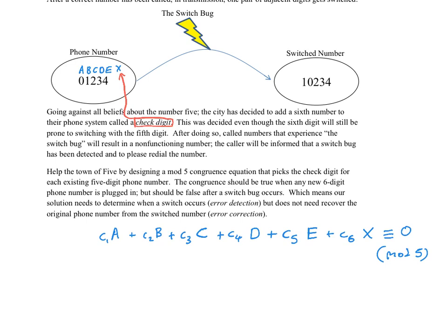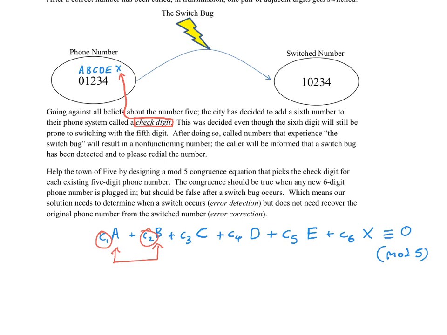So the idea is that when the switches occur, like A, let's say switching with B, if we pick the C1 and the C2 to be different, then we're going to notice when A and B change because we're going to be multiplying it by something different. So this is a key way that mathematicians have found to deal with the switch bug.